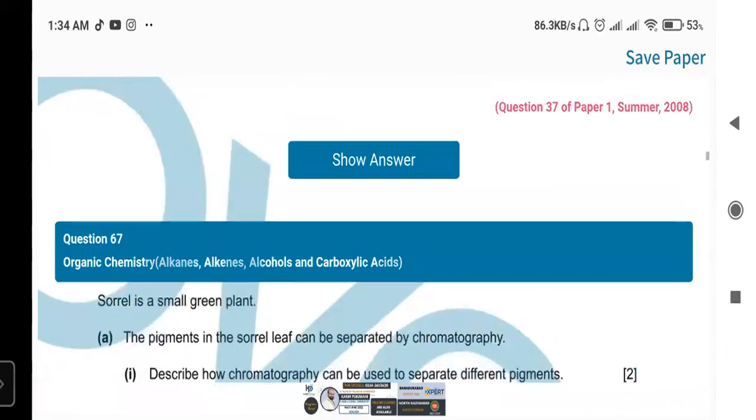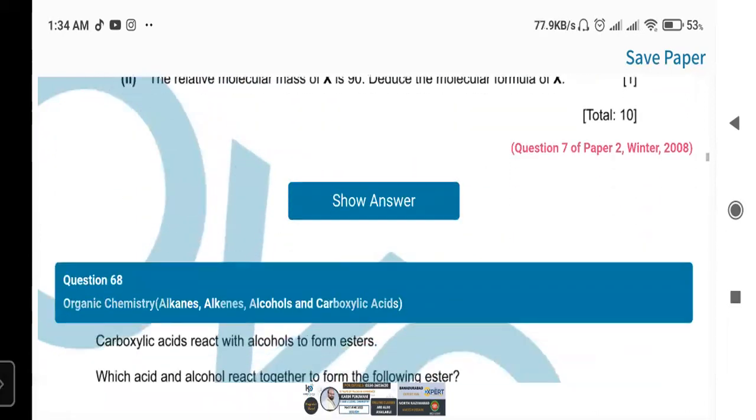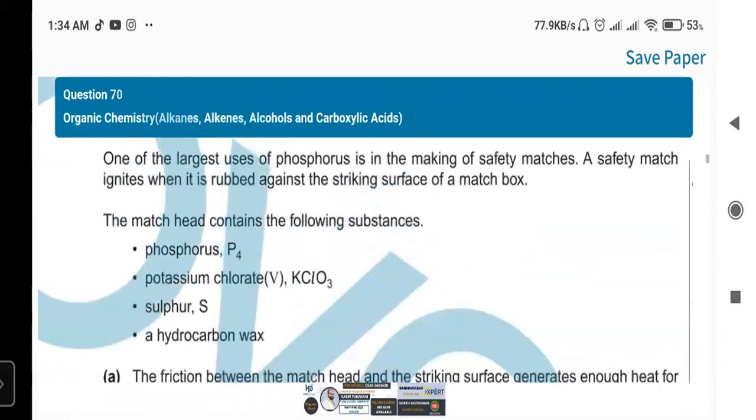Why are these questions here? RF value, carboxylic acid, mole.